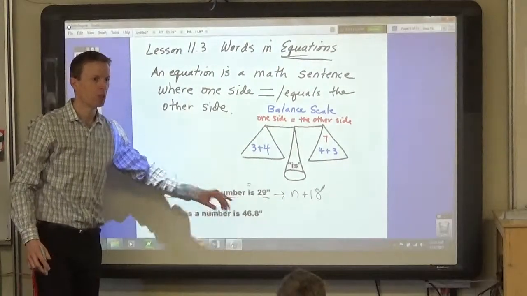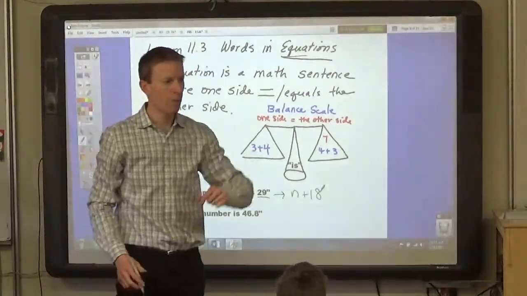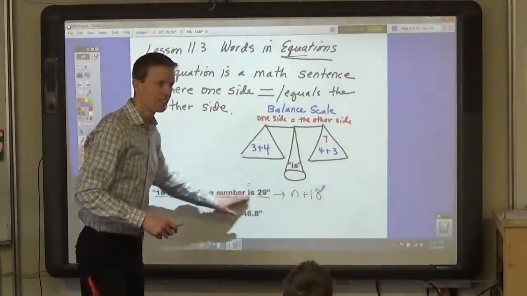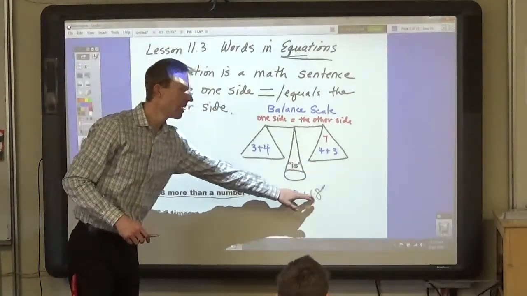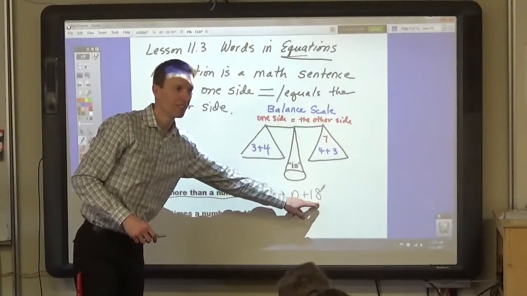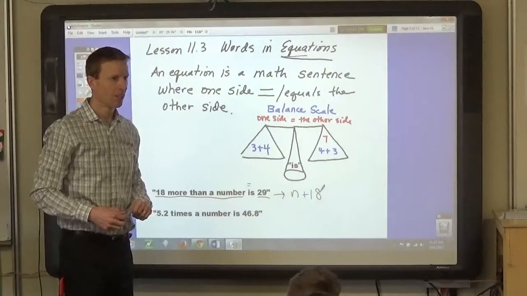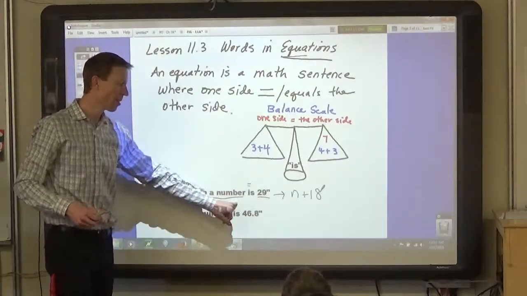Keep copying. Put your water bottles down. Copy this, n plus 18. Underline 18 more than a number.